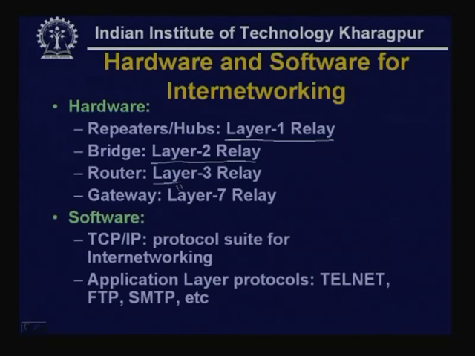Then router, which is a layer 3 relay, and gateway, which can operate in all the layers, up to layer 7 relay. So these are the different hardware components we have to use when we do internetworking.